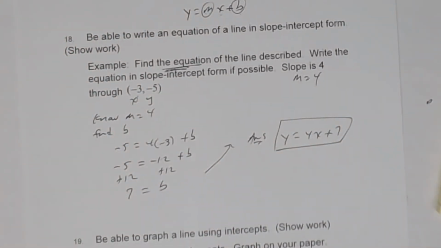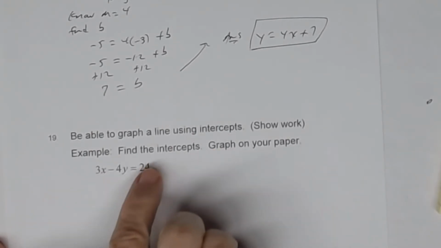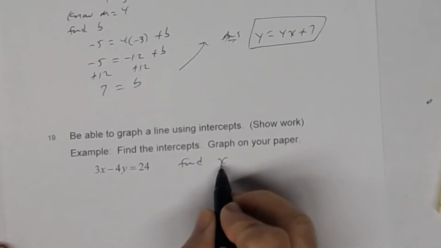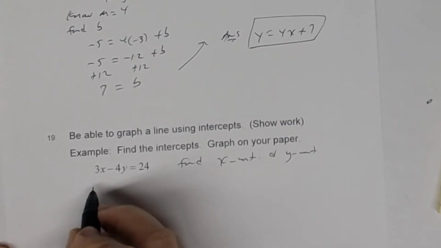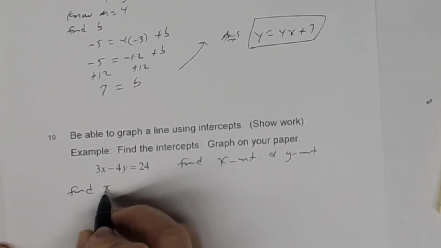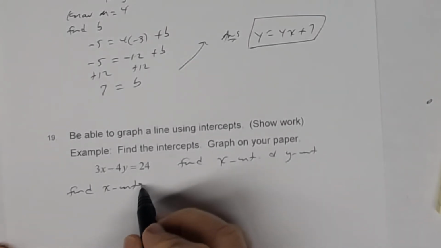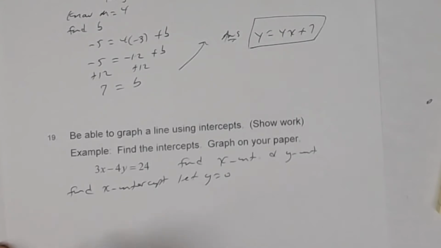Okay. In number 19, you want to graph this line using intercepts. Meaning you have to find the x-intercept and y-intercept. If you're going to find the x-intercept, remember that's where the graph crosses the x-axis. When the graph crosses the x-axis, the y value is 0. So to find the x-intercept, you're going to let y equal 0.